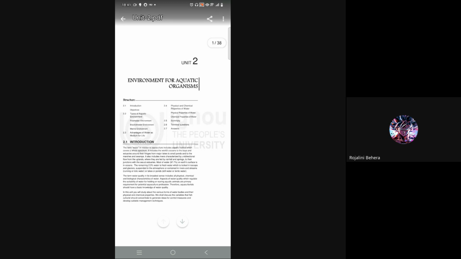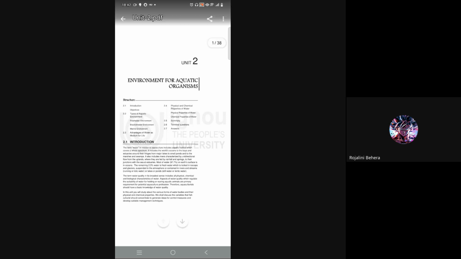Next is unit 2, the environment for aquatic organisms. What do we need to start the process of aquaculture, or of raising aquatic organisms? What kind of environment is required, like a proper environment for proper growth, so that production will be more? So what do we look for in the environment of the aquatic organism?